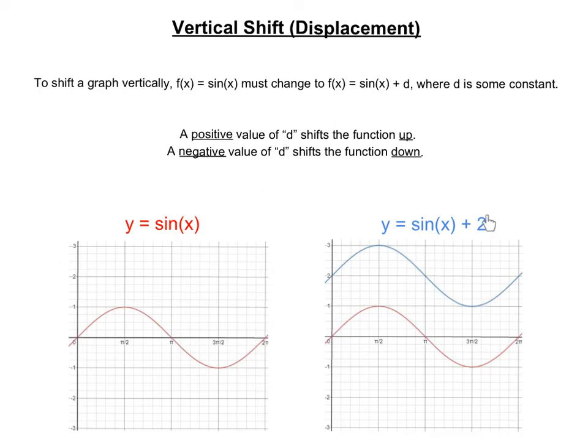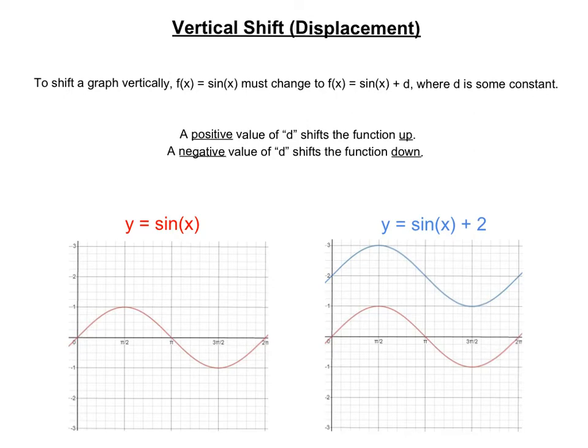So all we did was, when you add a number to the end of a trig function, it just shifts it up that many units. And if instead of this plus 2 we had a minus sign, like minus 2, it would just take our sine curve and shift it down 2 units. So it would be down over here.